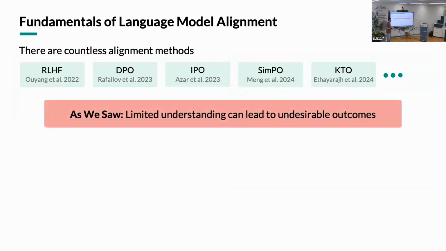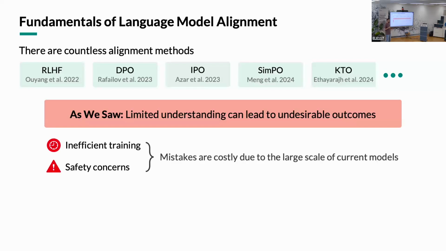And despite the rapid increase in the amount of methods that we can choose from, there's still very limited understanding, even of basic questions. Okay, the loss landscapes, the implicit bias, how this affects generalization. And this limited understanding, as we saw, can lead to undesirable outcomes. And whether this is just inefficient training, okay, maybe we choose a reward which is not good for our policy, maybe it's even safety concerns. Either way, as these models are getting larger and larger, these sort of mistakes are becoming more costly.